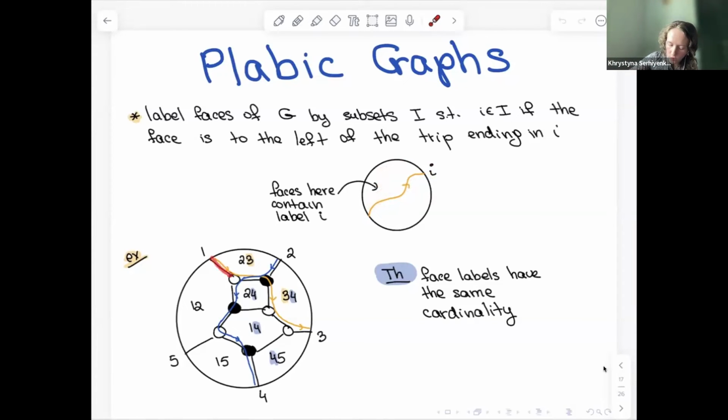So for example, this was one of our trips from 1 to 3. These are the 2 faces to the left of that trip, and so each of them gets a label 3. So you see this orange labeled 3. If you do this for the blue trip, all of these faces to the left are going to get a blue label 4, and so on. And so the beautiful result is that if you do this, then the face labels will all have the same cardinality, which is not at all obvious, but is true. So that's very nice.